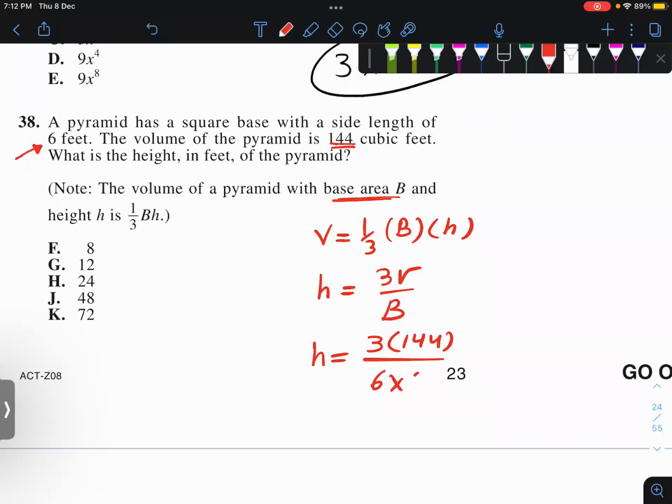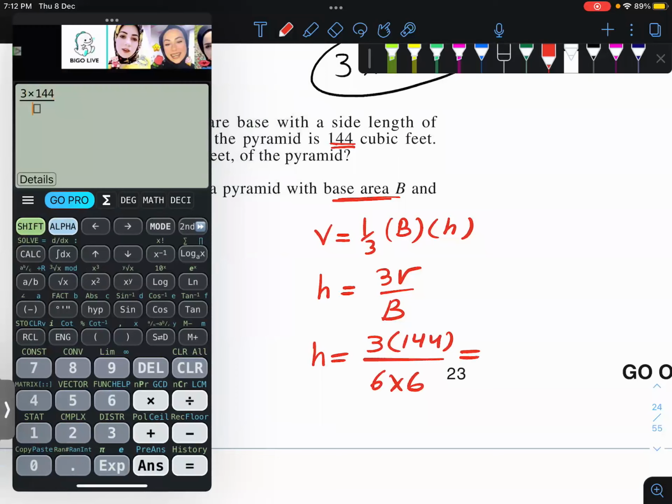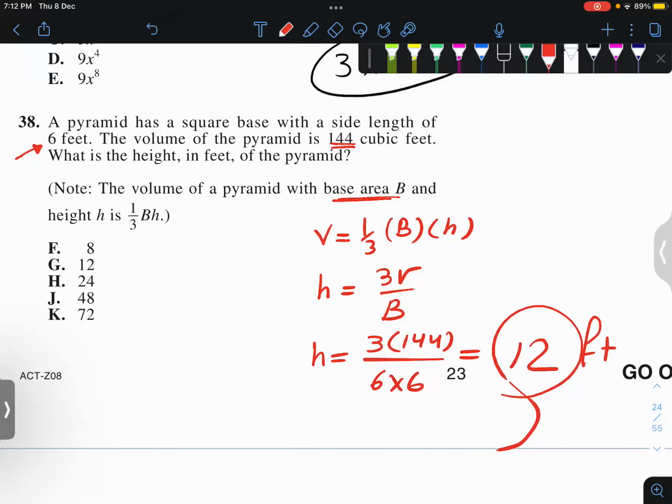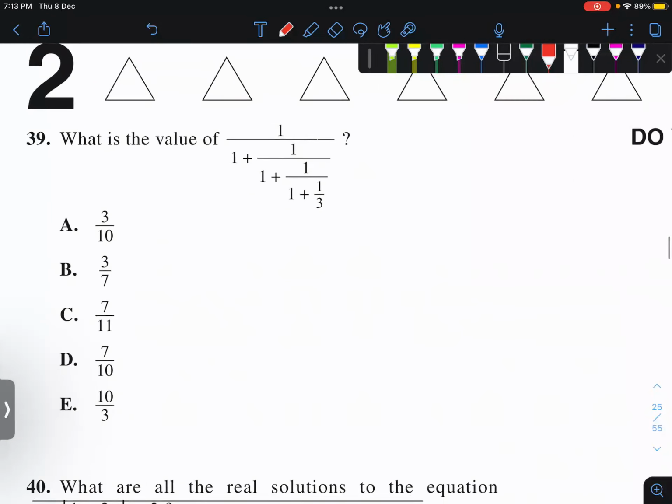It's like a square pyramid. So the base has an area of 6 times 6. And then calculate this on the calculator. Fraction 3 times 144, and this over 36. So the height is 12 feet. Is it correct to you? And it's G. Yes. Very good.